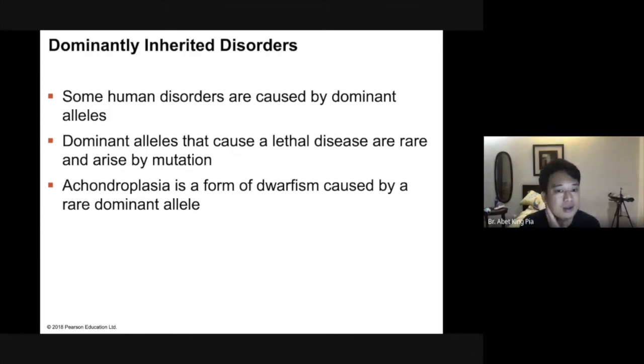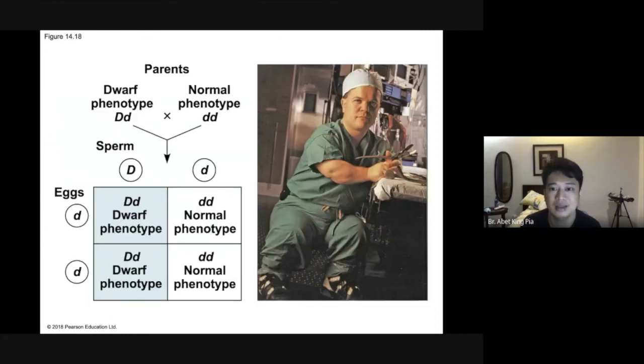So, achondroplasia or dwarfism, a form of dwarfism caused by a rare dominant allele. So, ibig sabihin, kahit dominant yung trait na to, it doesn't mean na makikita siya sa mas malaking population. So, dominant yung allele, pero maliit lang yung case na meron sa mga tao since kakaunti lang yung observable na meron nito.